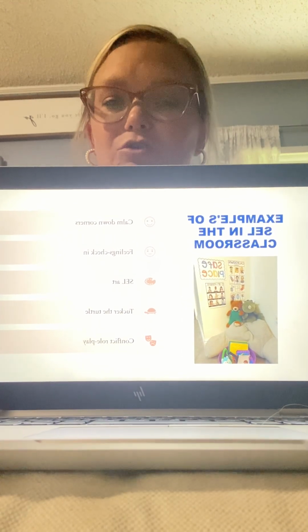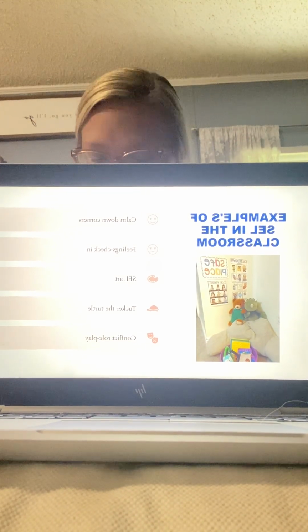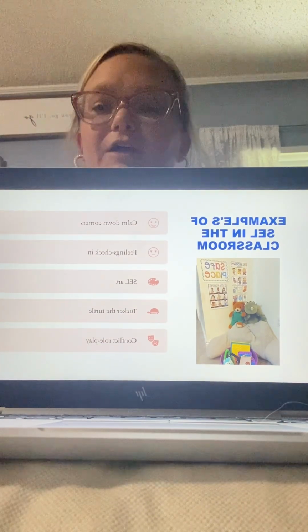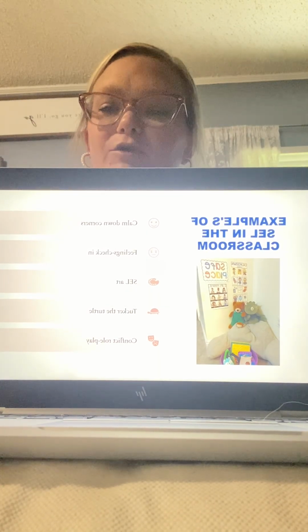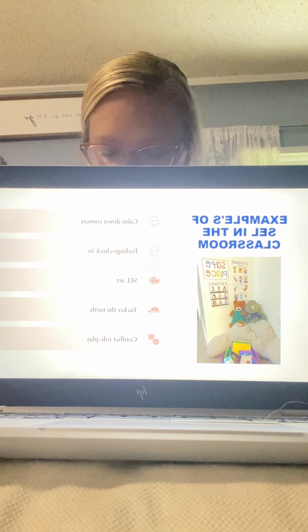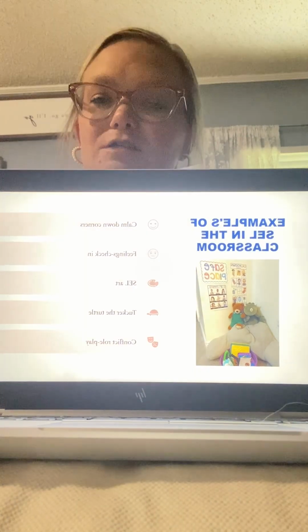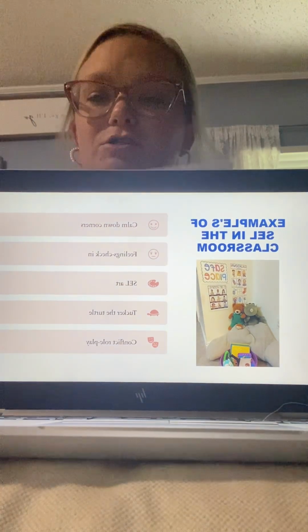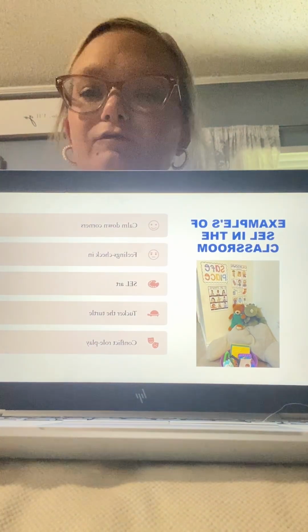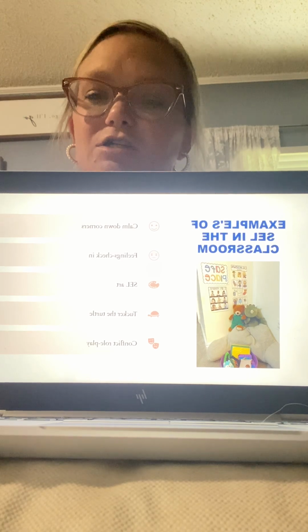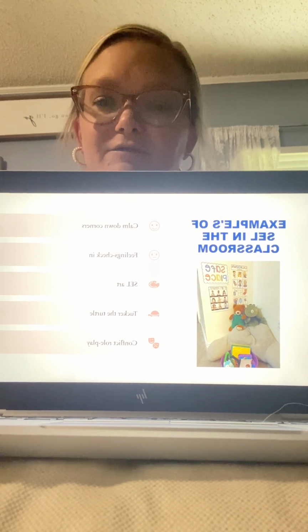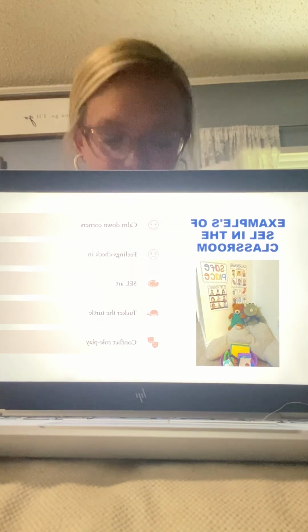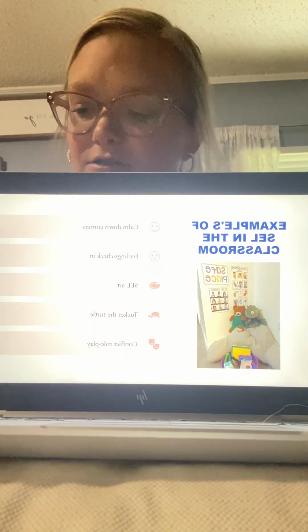Some examples of social and emotional learning in the classroom are a calm down corner, which is pictured right here. Feelings check-in, just checking in with your students, seeing how they feel that day when they come in that morning. SEL art, where the students will draw a picture of how they're feeling. We also have Tucker the Turtle and conflict role play. This is where the teachers will role play a different situation, like if a student's had a conflict, of how they can address that conflict and manage their feelings through that.